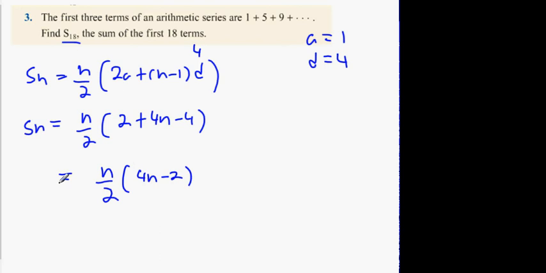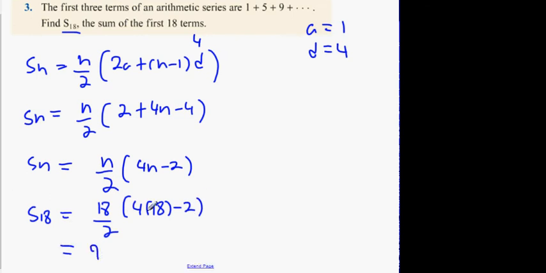I want to find out what S18 is, so I'm just going to replace n with 18. So it's going to be 18 over 2 multiplied by 4 times 18 minus 2. And that's going to be 9 times 72 minus 2, which is 70. And that's going to be 630. S18 equals 630. When you add up 1 plus 5 plus 9, all of the first 18 terms, you get 630.